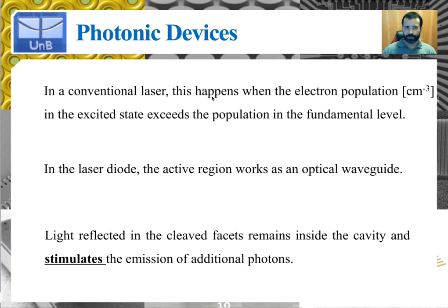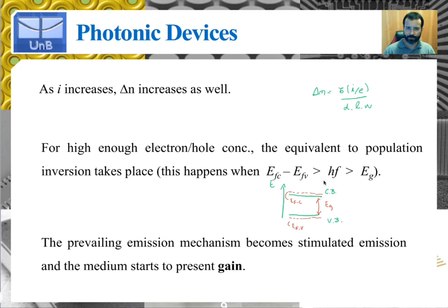In a conventional laser, this would happen when the electron population in the excited states exceeds the population in the fundamental level. So in a two-level system, you would need in the excited state to have more electrons than you have in the fundamental level, in the ground state. This is the equivalent condition, of course. We're talking about solid semiconductor devices, so instead of talking about levels, we're talking about bands. This might not have been clear from the depiction here, but you have the conduction band and the valence band. So what we have here are bands.